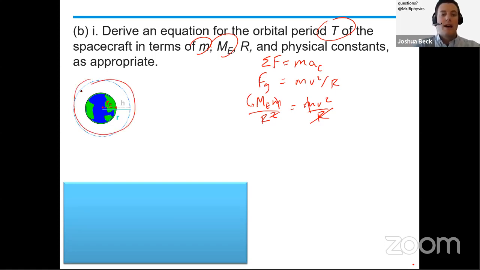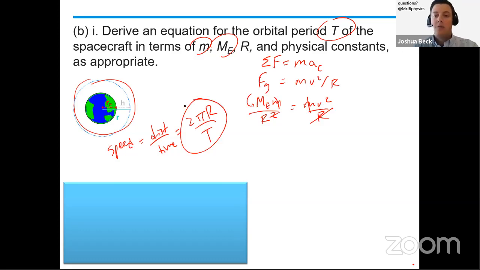I need to look at this actual path. The speed is going to be a measurement of the distance divided by the time. Well, the distance around that path is 2 pi r, and the time is that period, T. So I'm going to take this as my velocity, and I'm going to plug this in for v squared. So over here on the right, I'm going to have 4 pi squared r squared over T squared. That's this, going in for this, and then squaring it. All of that equals G M_E over r.